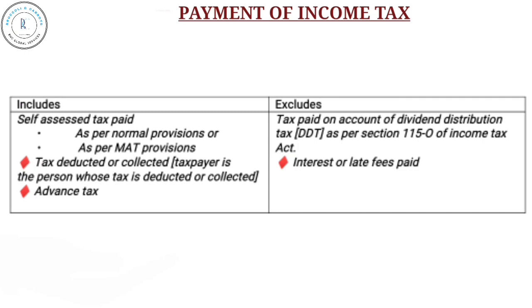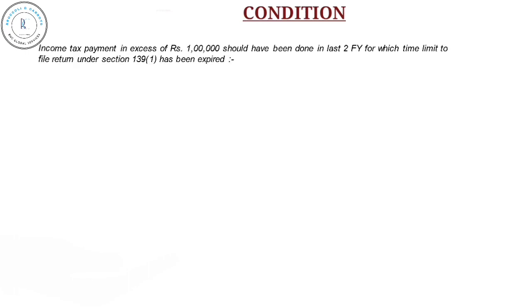Interest or late fees paid are excluded. Condition: income tax payment in excess of 1 lakh rupees should have been made in the last 2 financial years for which the time limit to file return under Section 139(1) has expired, either by the partnership firm itself, or by any of its partners.